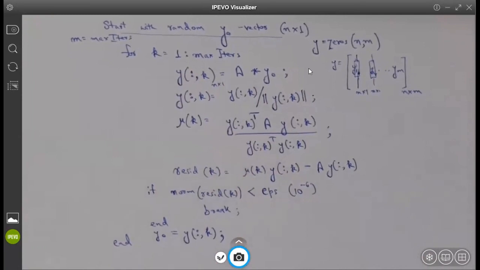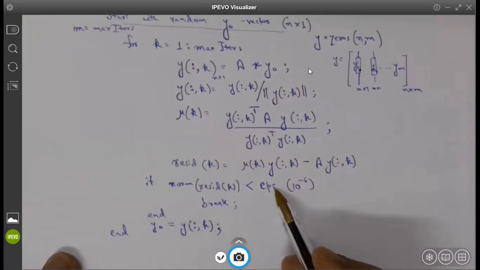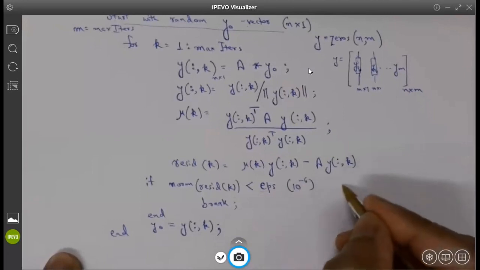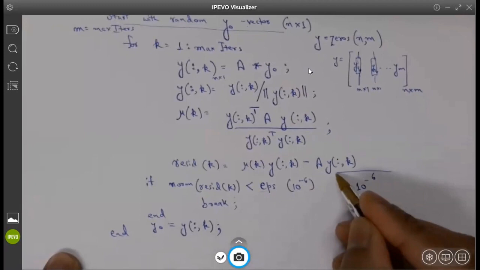Professor, what does it say before the 10 to the -6? Epsilon, threshold value. So it is just one variable, epsilon. Okay, thank you. Yeah, tolerance.